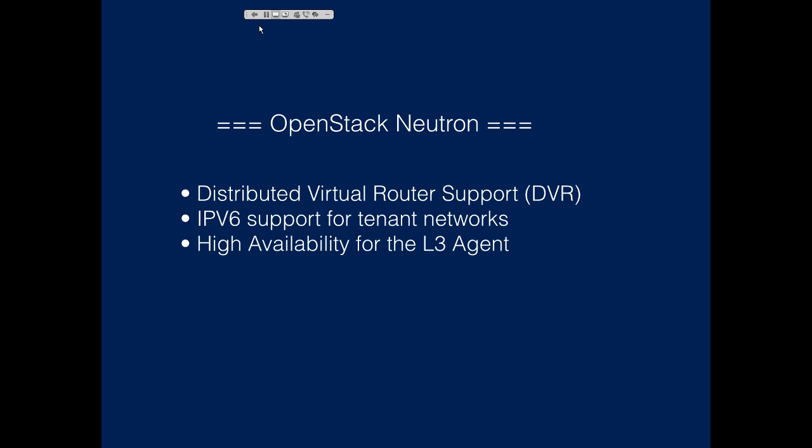So all the east-west traffic will not go through the router. For example, you have VM1 running on compute node 1, and it wants to send a packet to VM2 running on compute node 2, but they are on two different networks, so they have to go through a router.